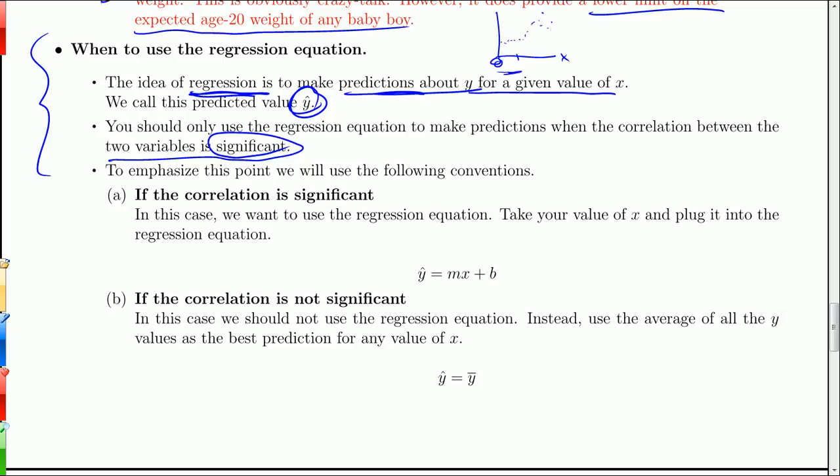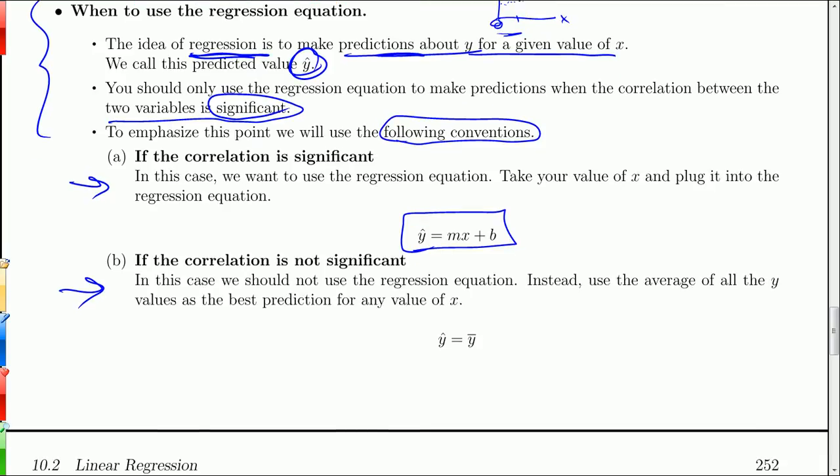To emphasize this point, we're going to use the following conventions. If there is a correlation that is significant, we will predict our values of y using the regression equation. If the correlation is not significant, we won't use the regression equation. Our prediction for any value of x will just be the average value of all the y's. If it is not significant, our default guess for y is always y bar, the average of all the y's.